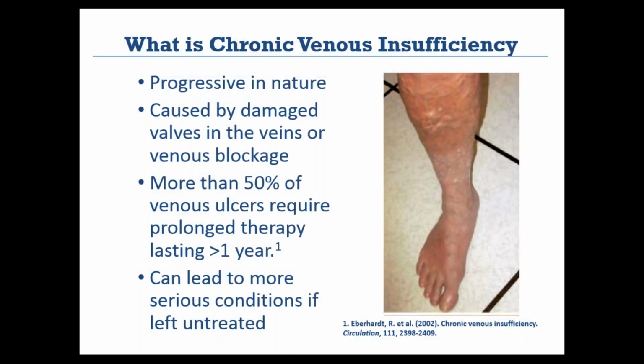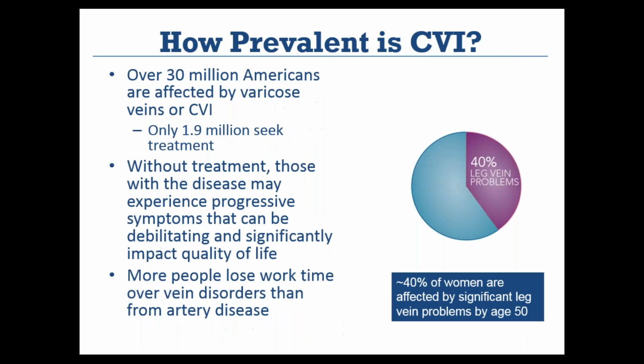Chronic venous insufficiency is a progressive disease that's caused by damage to the valves in the veins in the legs. More than 50% of venous ulcers require prolonged therapy, lasting more than 1 year, and CVI can lead to more serious conditions if left untreated.